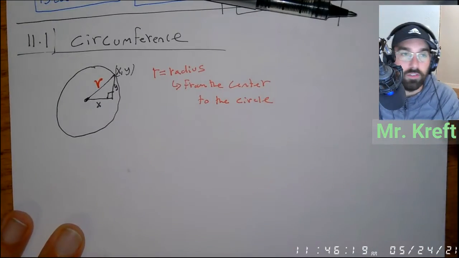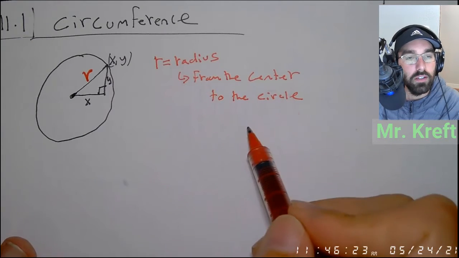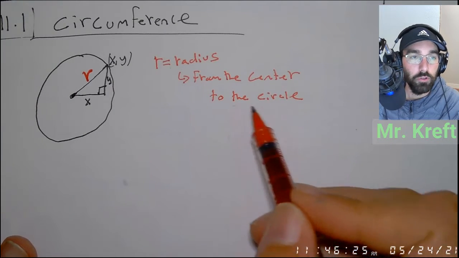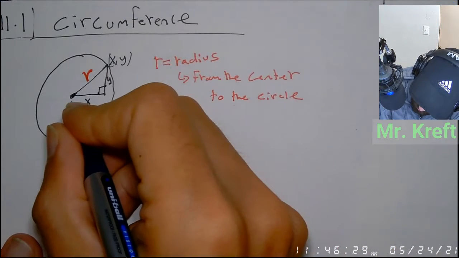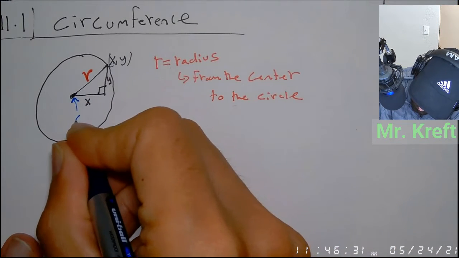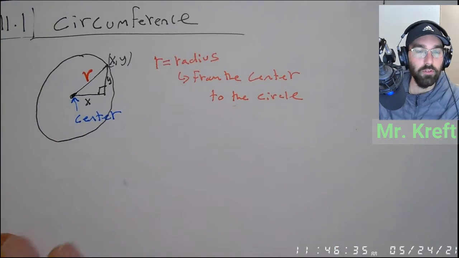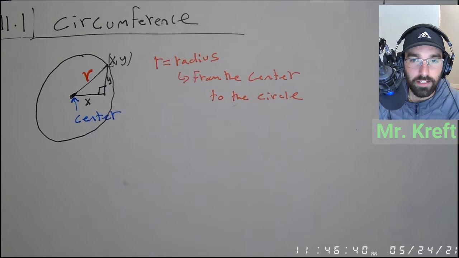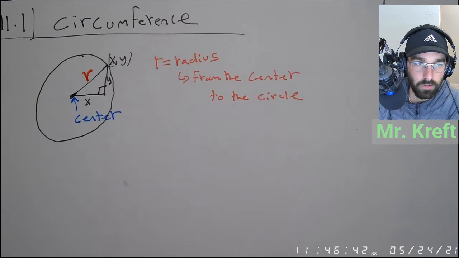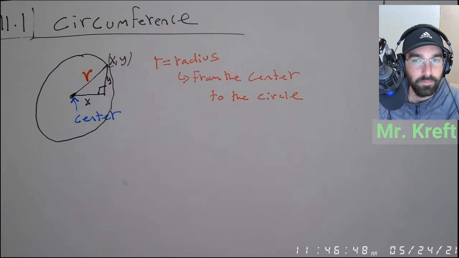Okay, so I can zoom in just a little bit. No need to strain our eyes there. So the radius is from the center to the circle, right? So I can even add that in. We can call this right here C for center. It's the center of the circle, and it's important to note the center isn't the circle. So the center is not on the circle, okay? The center is the center of the circle. So the radius goes from the center to the circle.